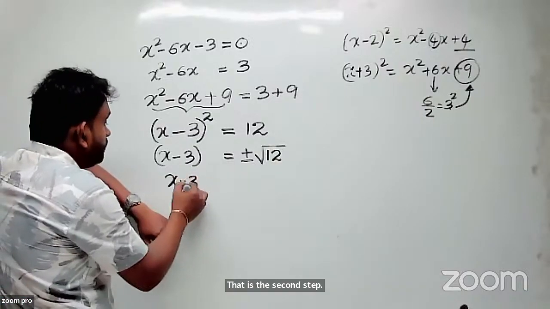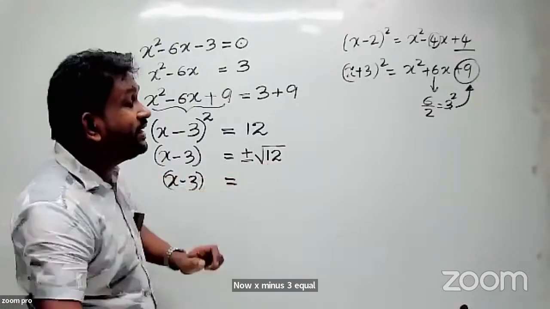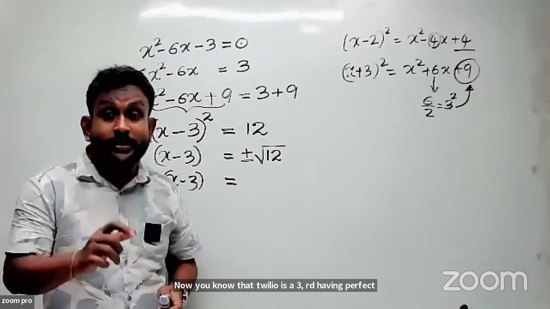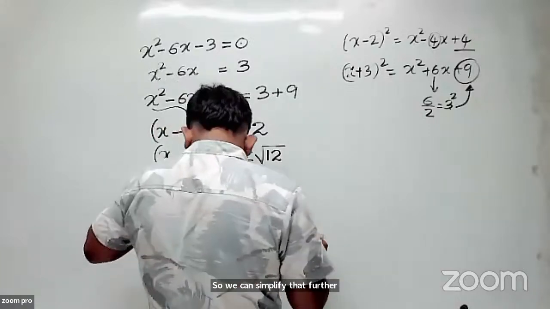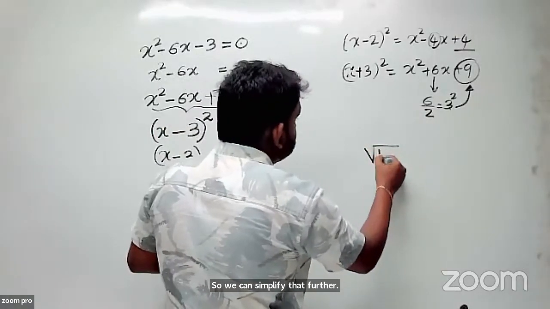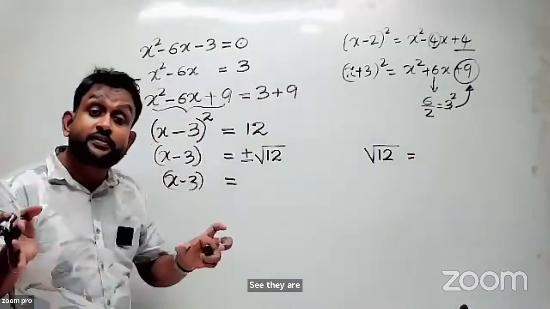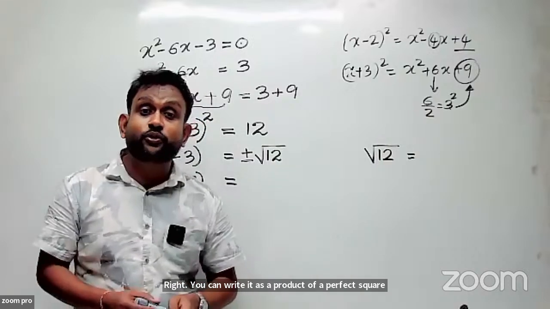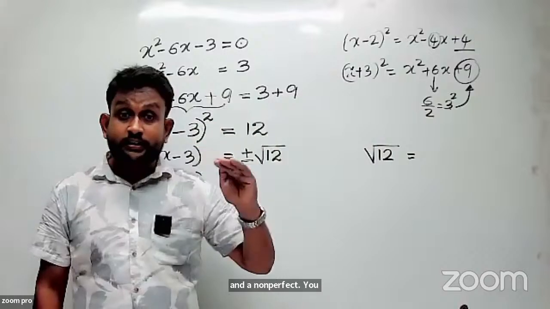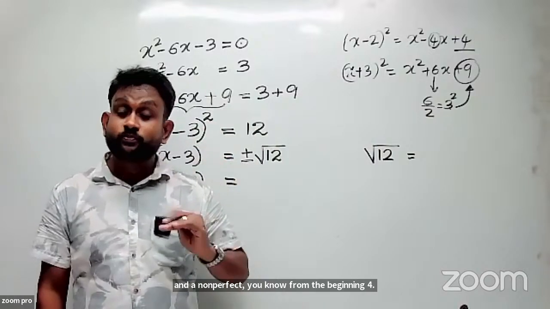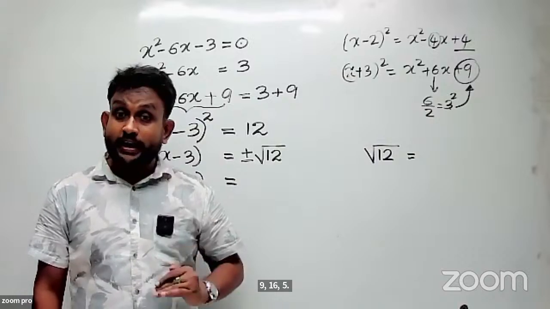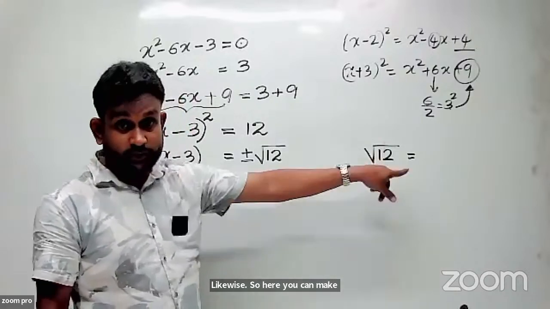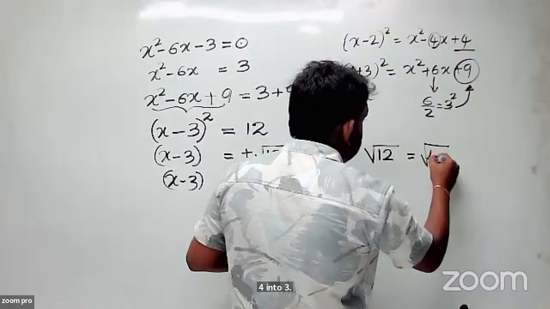Now x − 3 equals ±√12. You know that 12 has a perfect square inside it, so we can simplify that surd further. How? You can write it as a product of a perfect square and a non-perfect square. What are the perfect squares you know from the beginning? 4, 9, 16, 25, 36, 49, likewise. So here you can make a product with which perfect square? 4 × 3. So you can write inside it 4 × 3.